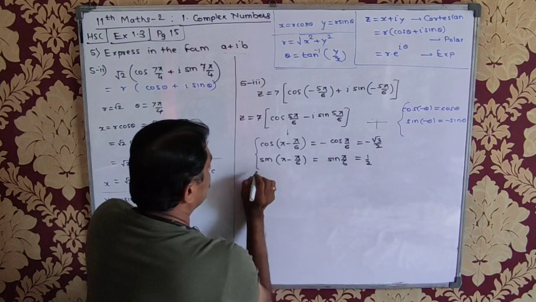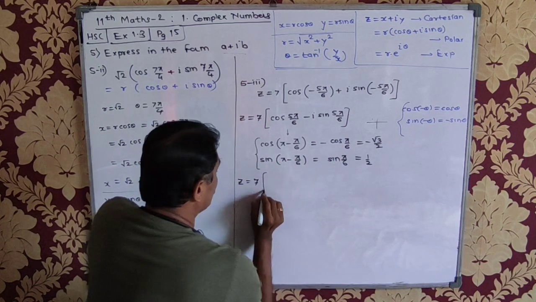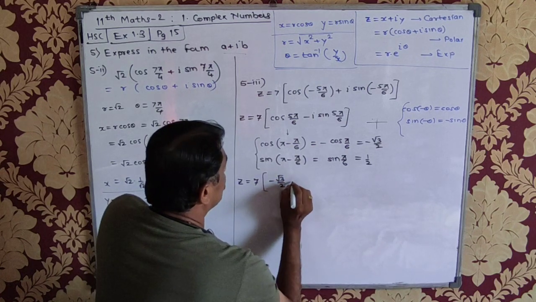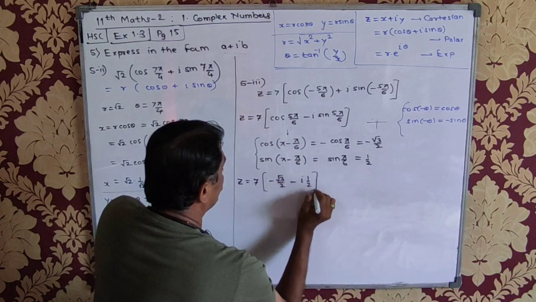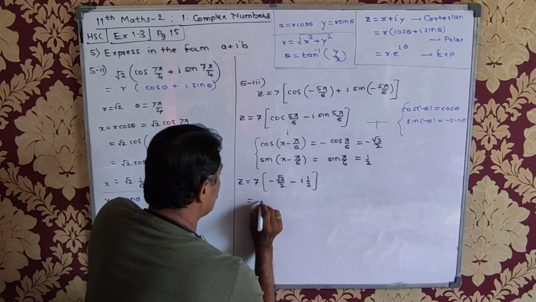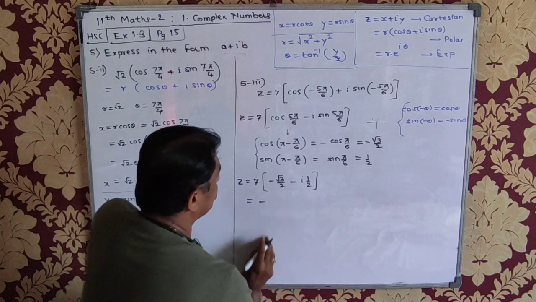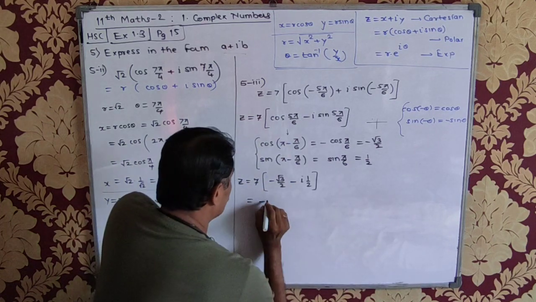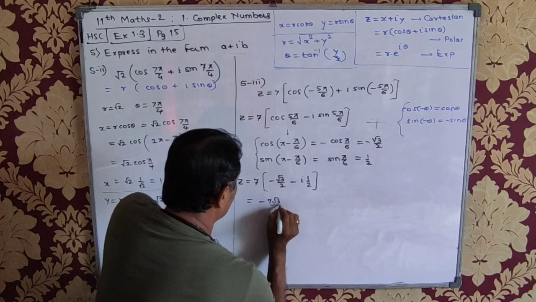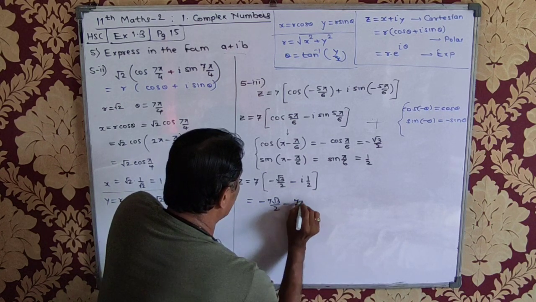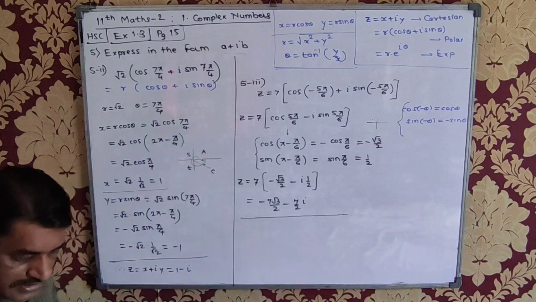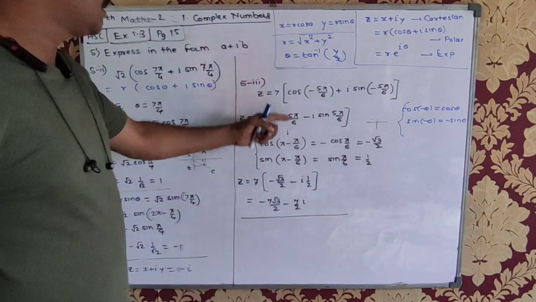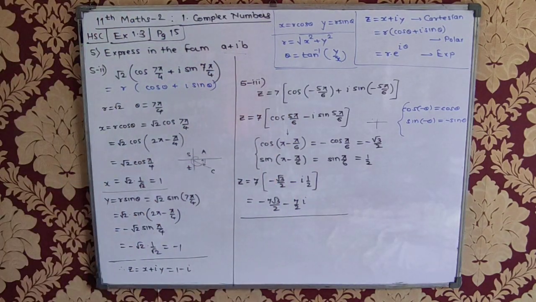So let me substitute this. This will become z is equal to 7 into cos of 5 pi by 6, which is minus root 3 by 2, minus i times half. So this is minus 7 root 3 by 2 minus 7 by 2 i. That's the answer. Is this okay? Please take the screenshot. So you can do it like this also, or you can just find out the cos and sin values and get the answer. Okay?